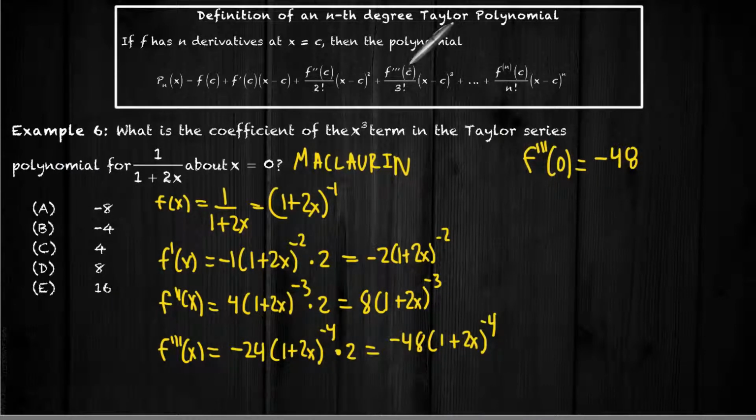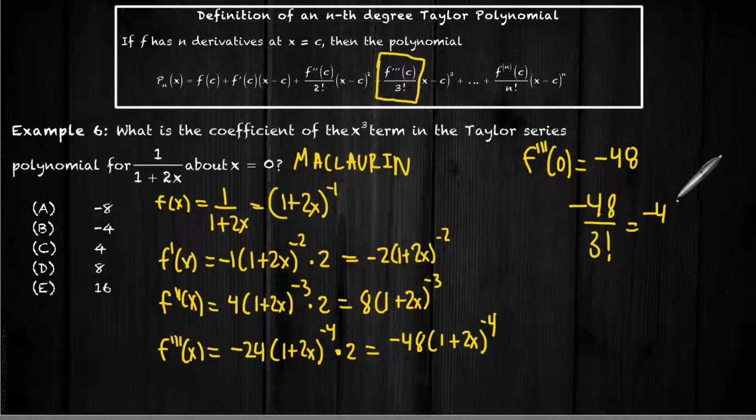But remember that the coefficient in front of the x to the third term is the third derivative divided by 3 factorial. So we need to take our negative 48, divide it by 3 factorial, which is the same as negative 48 over 6, which gives us negative 8. And the answer is A.